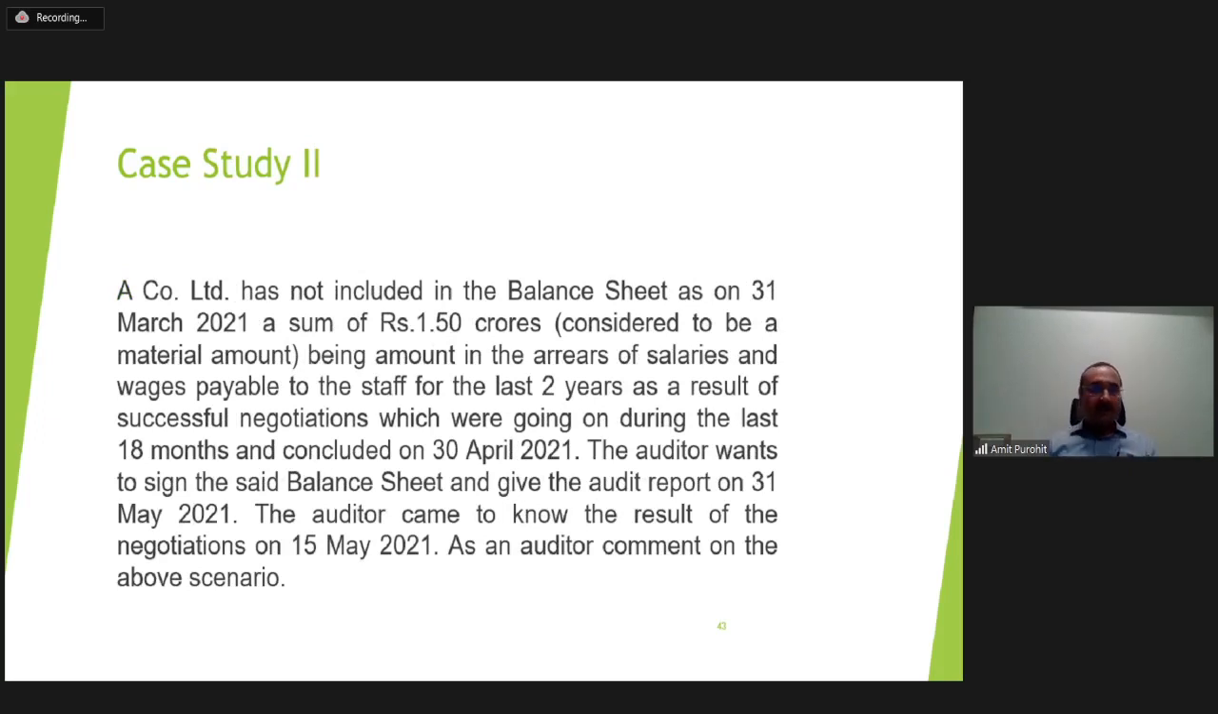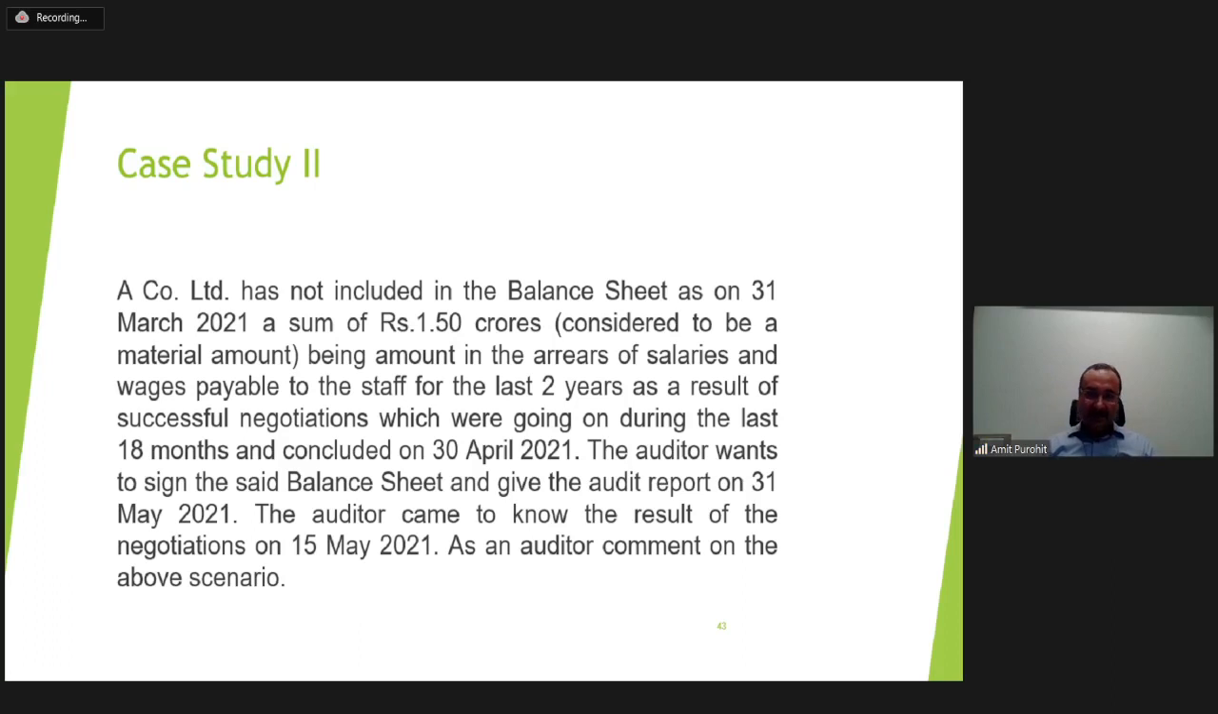Let us go to the case study number 2. A company limited has not included in the balance sheet as on 31st March 2021 a sum of rupees 1.5 crores, considered to be a very material amount, being amount in the areas of salaries and wages payable to the staff for the last 2 years as a result of successful negotiations which were going on during the last 18 months and concluded post the balance sheet date, which is on 30th of April 2021. Now, friends, bear in mind this event has occurred. These negotiations have concluded on 30th of April 2021.